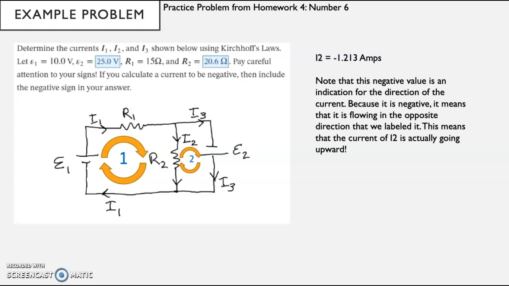Because we know E2 and R2, we can start with our equation 3 to solve for loop 2 first. Note that this negative value is an indication for the direction of the current. Because it is negative, it means that it is flowing in the opposite direction that we labeled it. This means that the direction of current 2 is actually going upwards.